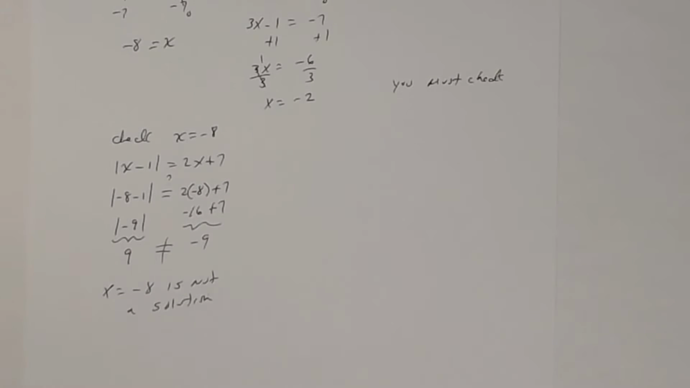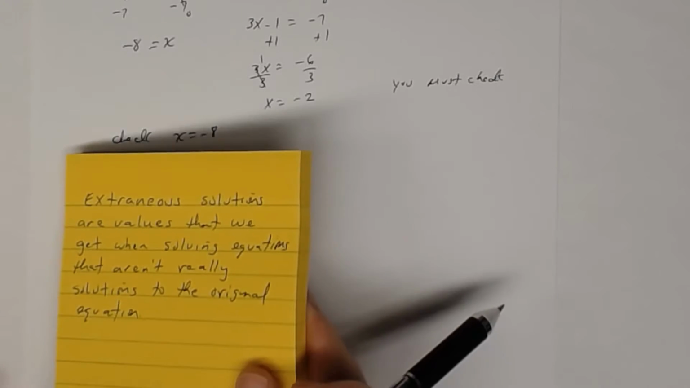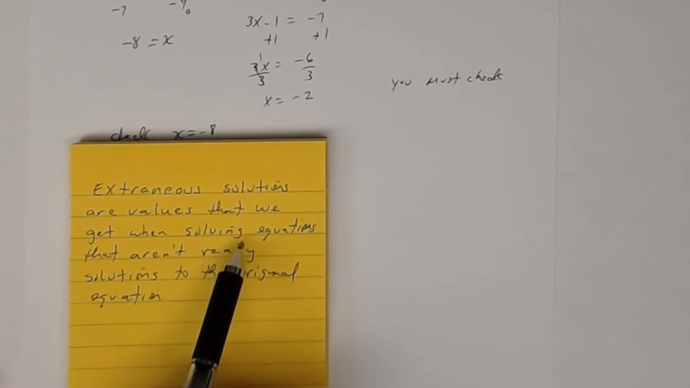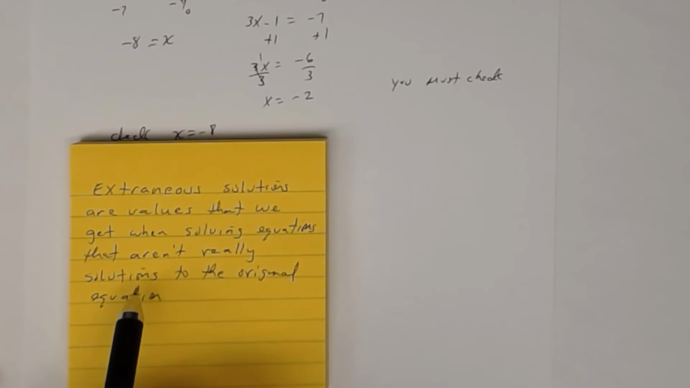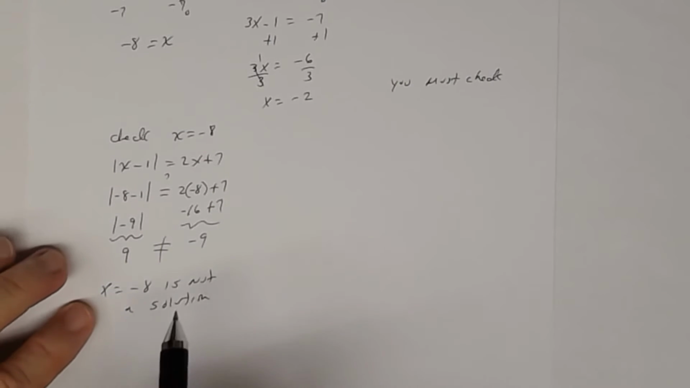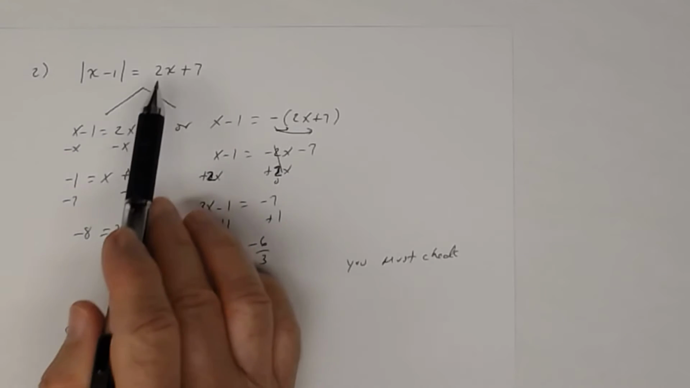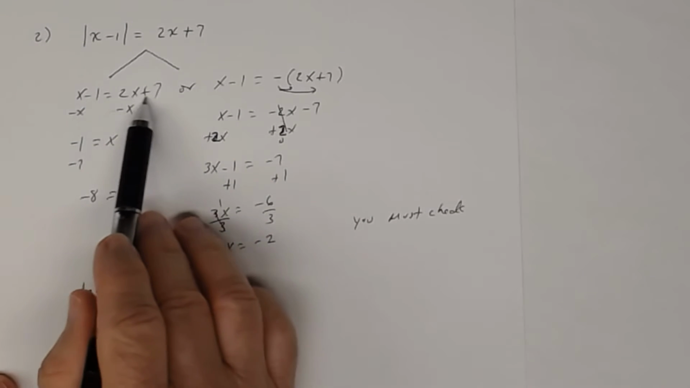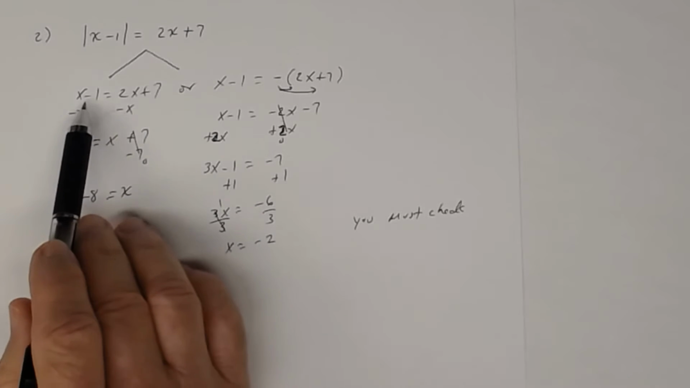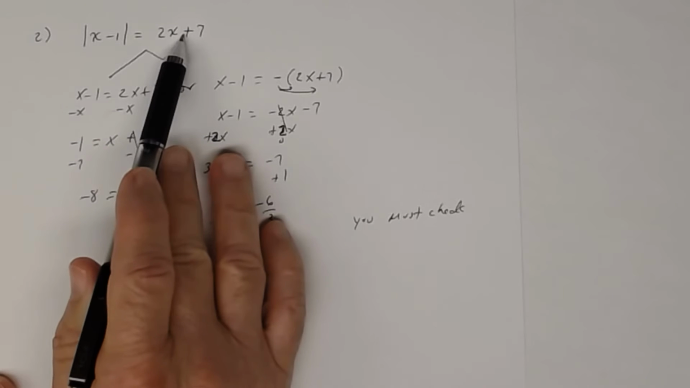Okay, so depending on your textbook or the class you're in, sometimes we'll say x equal negative 8 is an extraneous solution. So remember, extraneous solutions are values that we get when solving equations that aren't really solutions to the original equation. So x equal negative 8 is not a solution to this original equation. But remember, it is a solution to this equation here. So that's still true. x equal negative 8 is a solution here, but it's not a solution to the original.